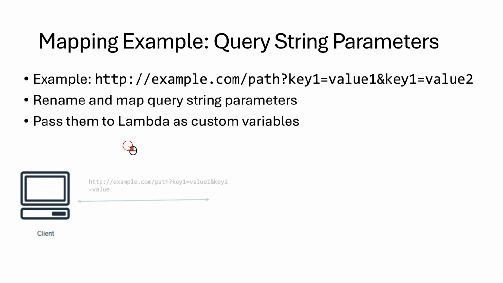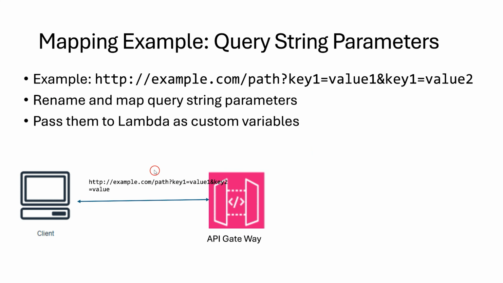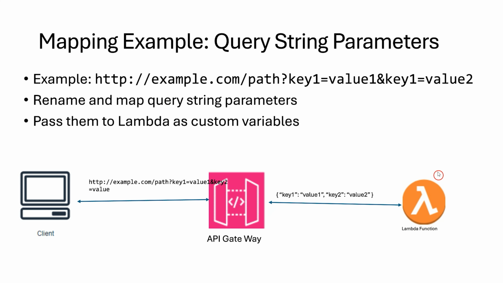So we have a client sending this, or we use query parameters. Our API Gateway is exposing this particular URL, and the client is sending these query parameters. By using a mapping template, we can extract key 1, key 2 like this, and you can even modify the names of these query parameters. You can create a custom map and send it to the Lambda function as custom variables. So fascinating, no? That is the advantage of using the mapping templates.